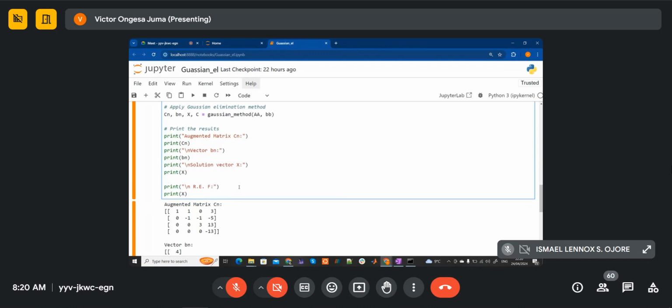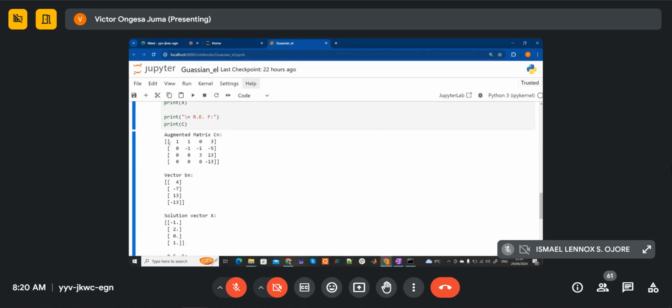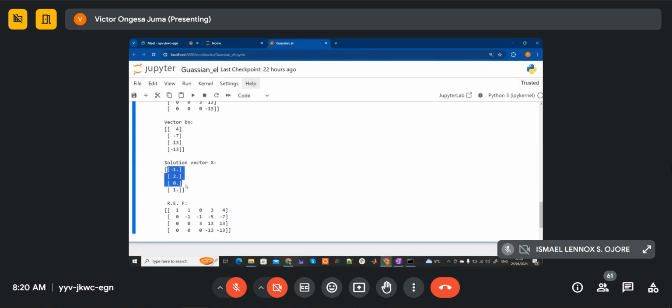And whichever we need, and then I display here, C. And so if I run this code, what happens? You see, you get the augmented matrix Cn. This is now the matrix of the reduced triangular matrix. You can confirm, this is after reducing. This is now the right hand side, and this is the corresponding solution. Solutions are -1, 2, 0, and 1.